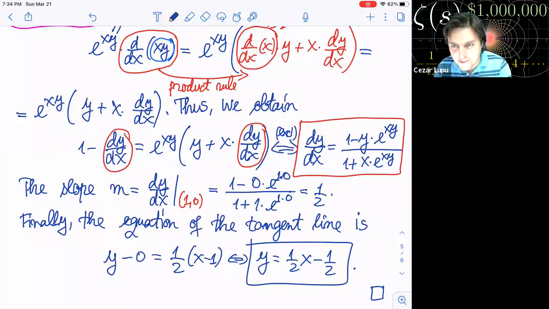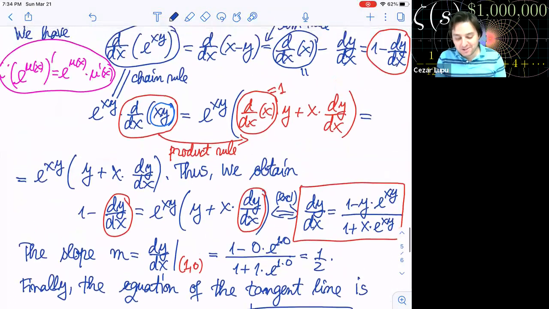So is the procedure clear? It's pretty standard, I would say. I see some people are laughing, but it's actually really standard.